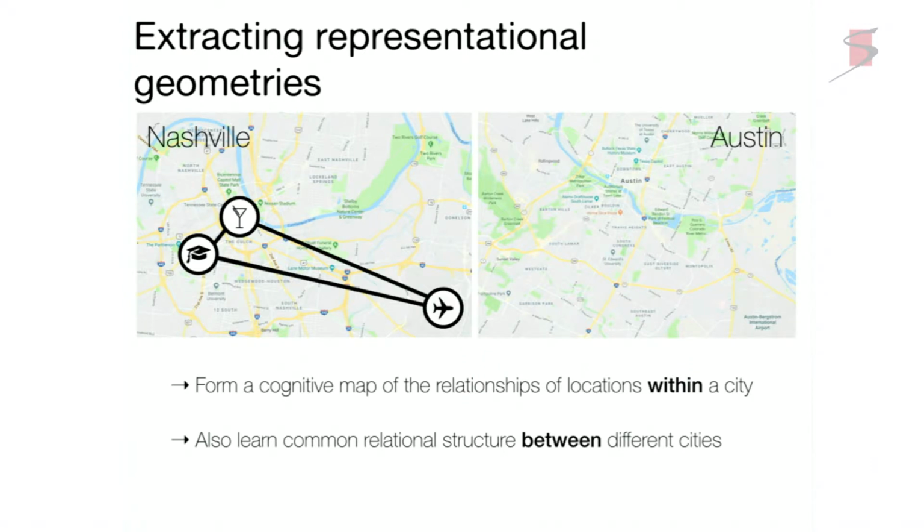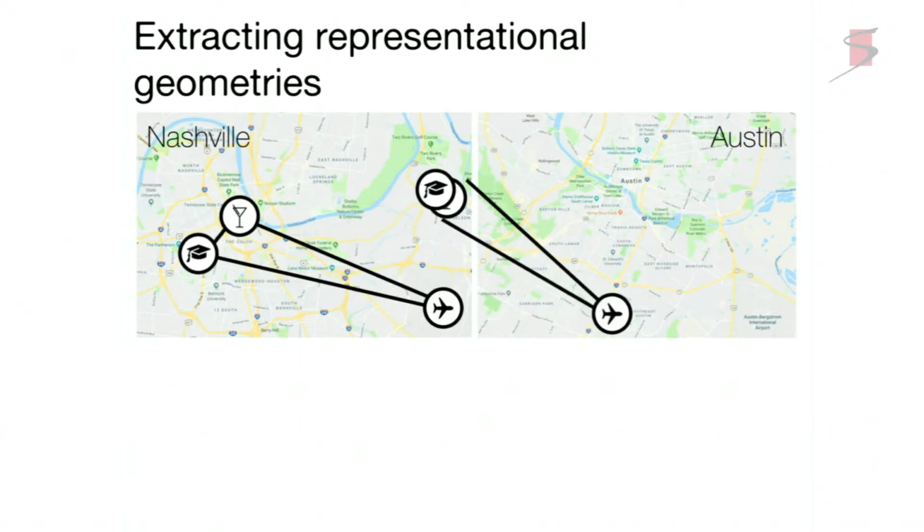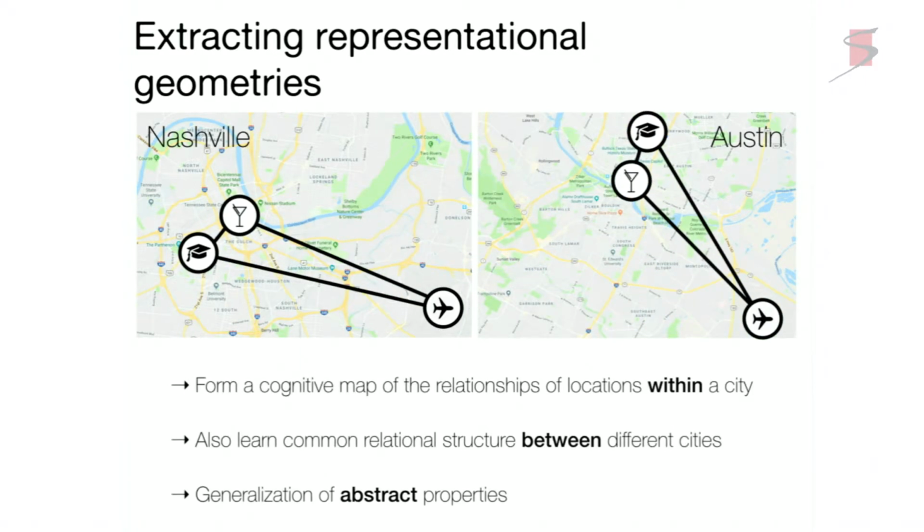And so the idea is that you can take this relational structure that you learned in Nashville, the idea that airports are far away from downtown, or far away from universities, but universities tend to be close to downtown, and apply it to make predictions when you go to Austin about where things will be located in that city. So you can learn these relational structures that might allow you to generalize abstract properties across different events at a scale beyond what I've already shown you.